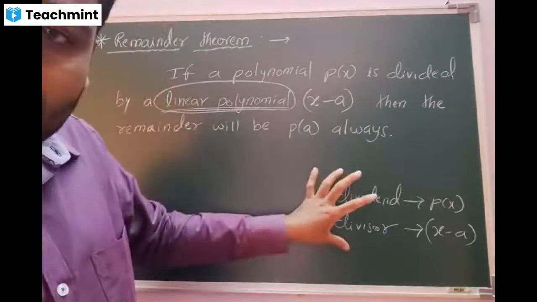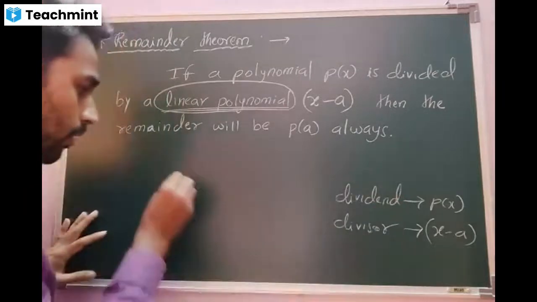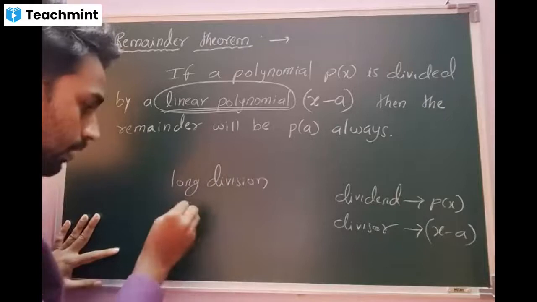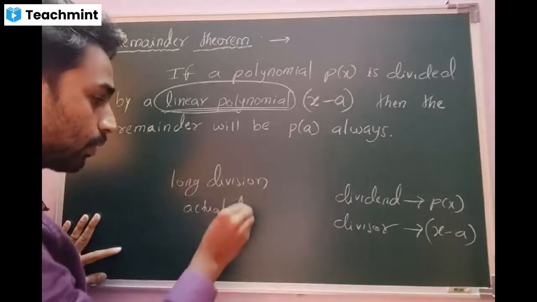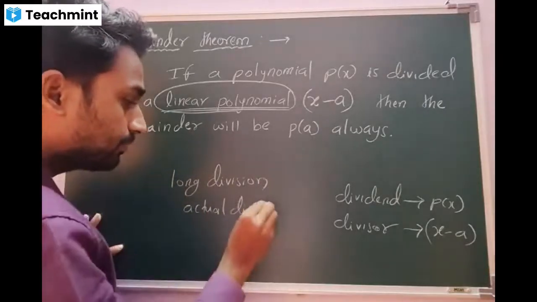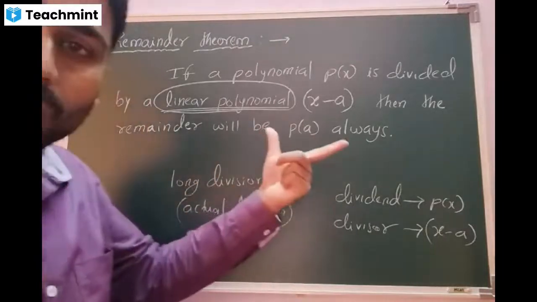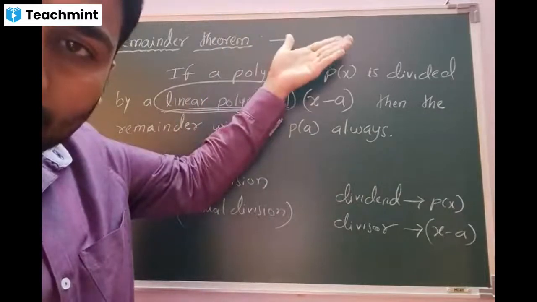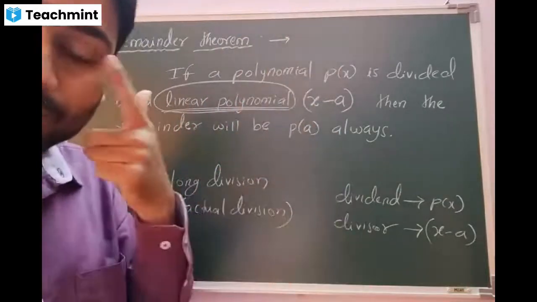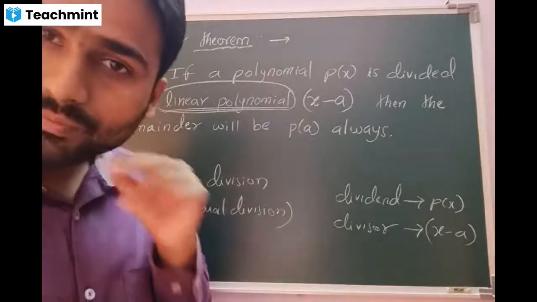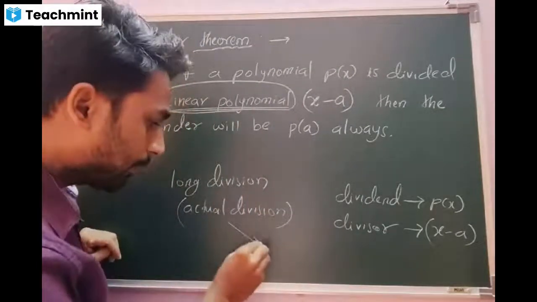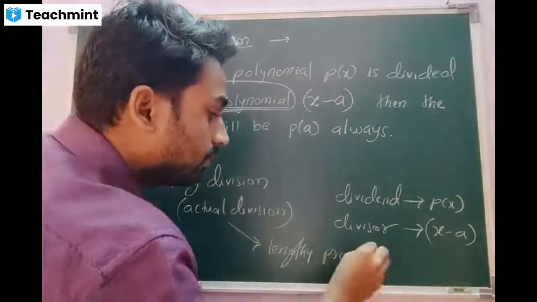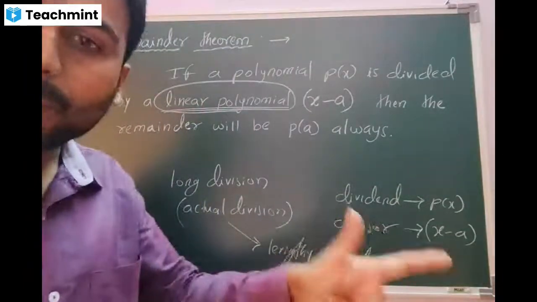In such cases, there is no need of going for the long division, or else we call it the actual division, which we have done yesterday, beta. We took one polynomial on the right side, one polynomial on the left side. Some of the quotient terms we wrote above and the remainders we got below. Correct, beta? It was a bit lengthy procedure to find the remainder. Am I correct, beta?